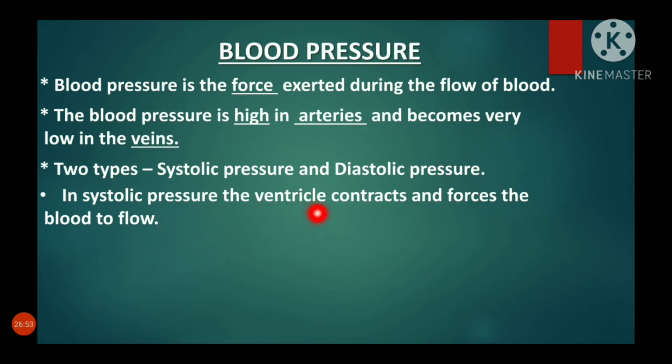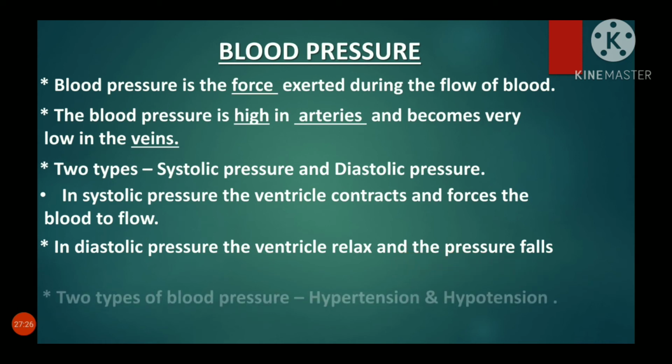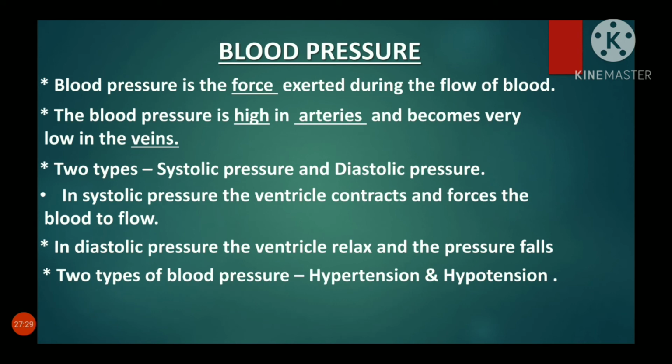The left ventricle contracts and forces the blood into the aorta. That is systolic pressure. Aorta, the red colored tube which releases the oxygenated blood to all the organs in the body. The diastolic pressure: the ventricles relax and the pressure falls down. Two types of blood pressure we can study, that is hypertension and hypotension.